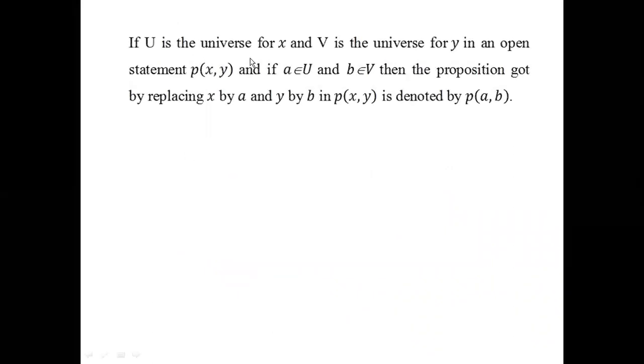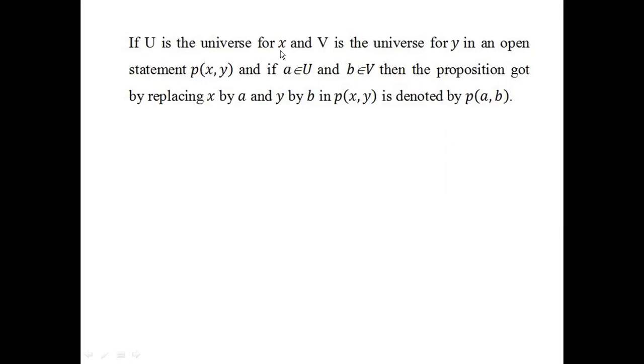If U is the universe for X and V is the universe for Y in an open statement P of X comma Y, and suppose A is an element belonging to the universe U and B is another element belonging to the universe V, then the proposition got by replacing X by A and Y by B in the open statement P of X comma Y is usually denoted by P of A comma B. So we picked an element in the universe U and another element in the universe V. That is, A and B are the elements we picked from the two different universes.